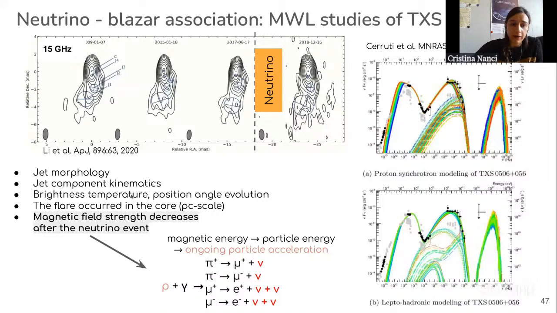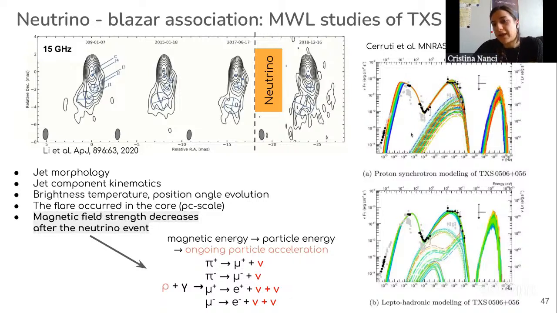The first is from Lee and collaborators, who measured several parameters from the jet components. They found that the magnetic field strength decreased after the neutrino event, explaining this as a conversion of magnetic energy density into particle energy density, meaning we have a site of ongoing particle acceleration. If we have accelerated protons and a photon field, we can expect the emission of neutrinos. So this can be a clue for neutrino emission in this source.